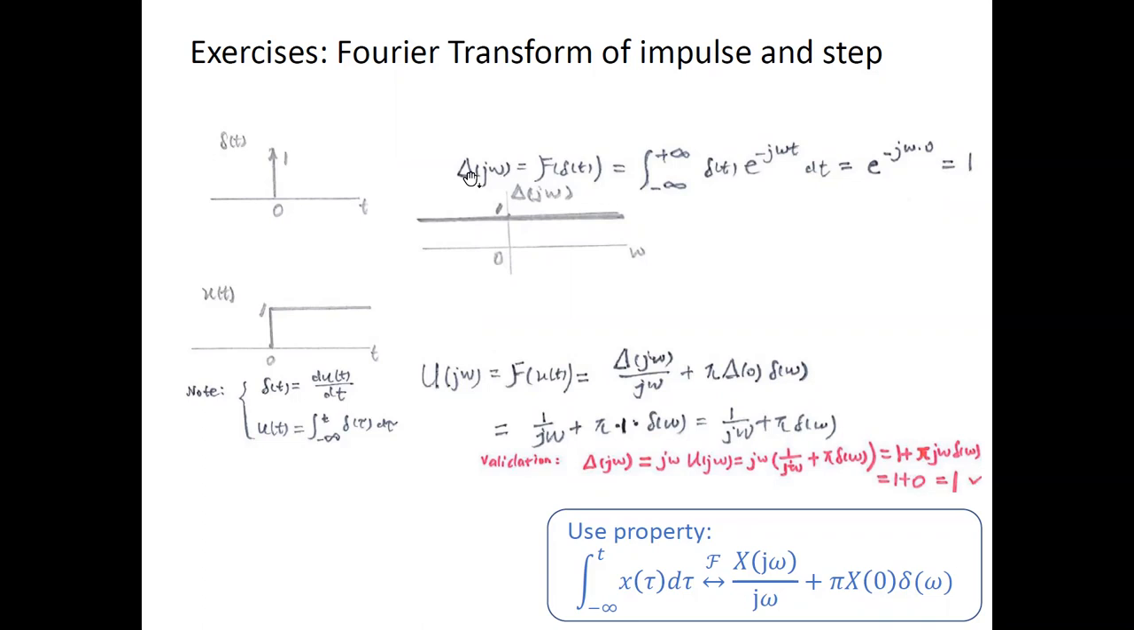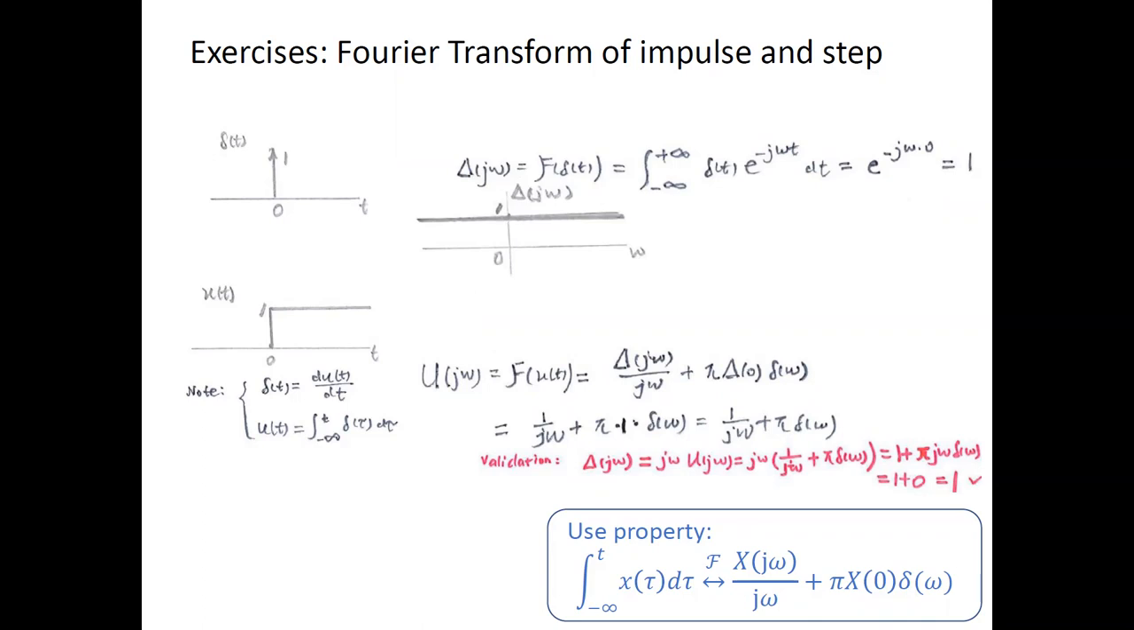So indeed, we calculate capital delta as a function of continuous frequency omega, but the result is a constant one. If you plot delta j omega, it looks like this. Over the omega axis, it's a constant value one, a flat signal. This is the Fourier transform of the unit impulse.